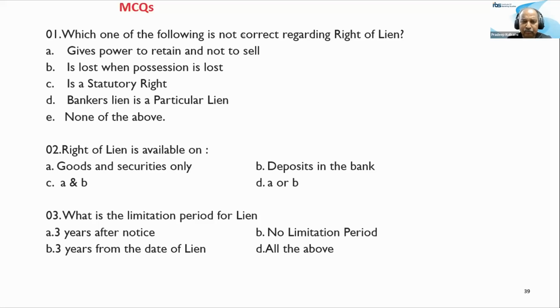Which of the following is not correct regarding right of lien? Gives power to retain, not to sell. It is lost when the possession is lost. It is a statutory right. Banker's lien is a particular lien. None of the above. Which is not correct? Banker's lien is a particular lien is incorrect.